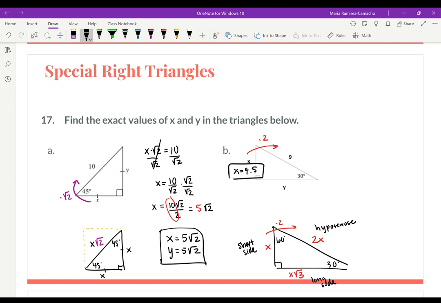And then to get from the short side to the long side, we're going to multiply that by root 3. We can just leave that as y equals 4.5 times root 3. And that is it.